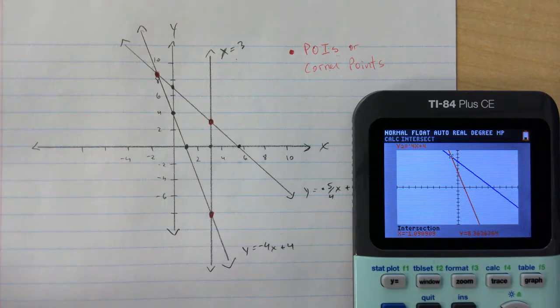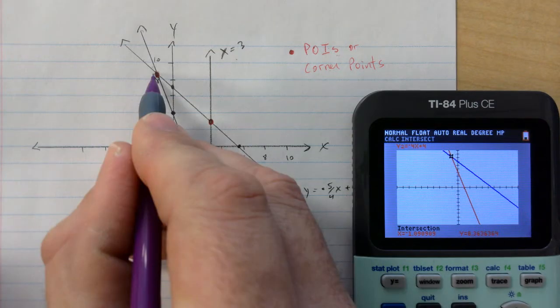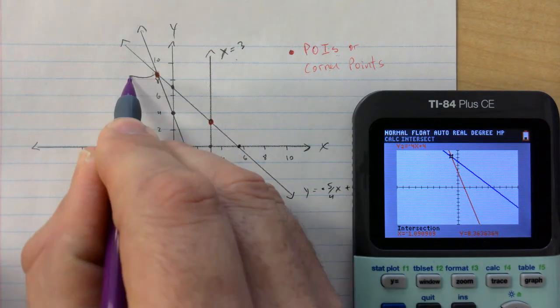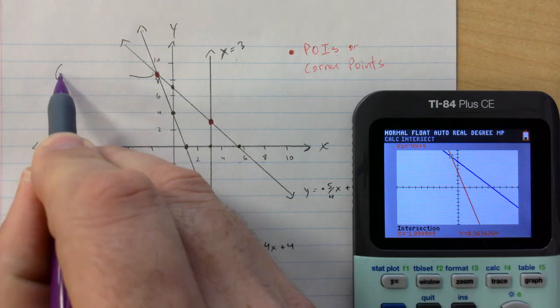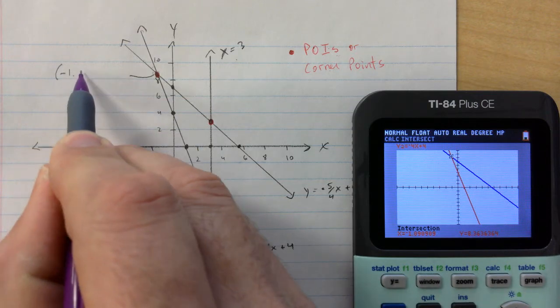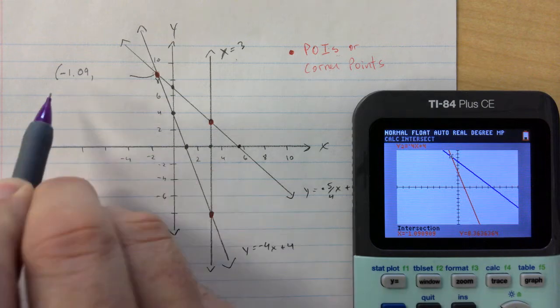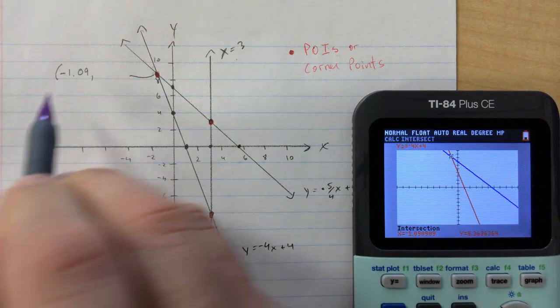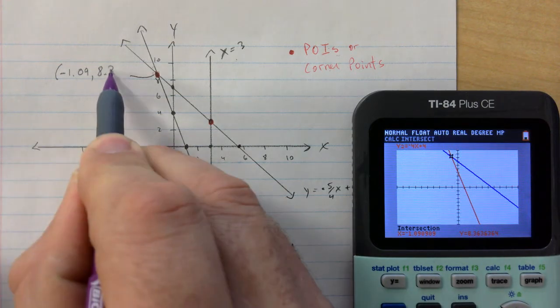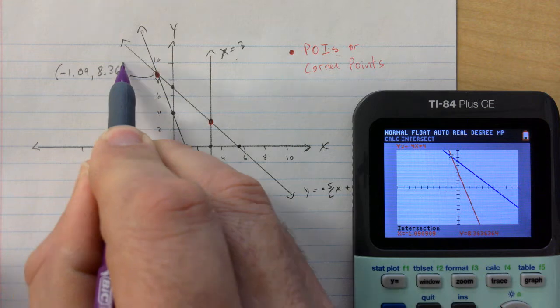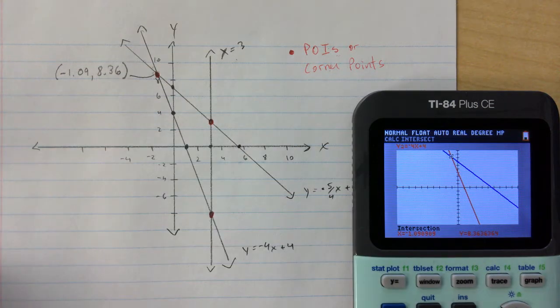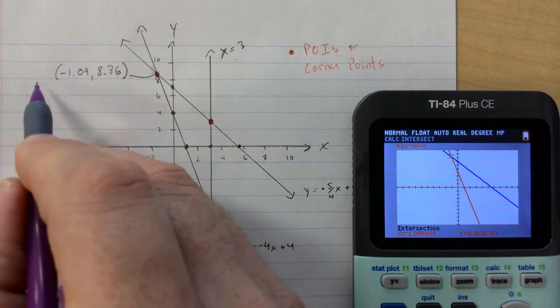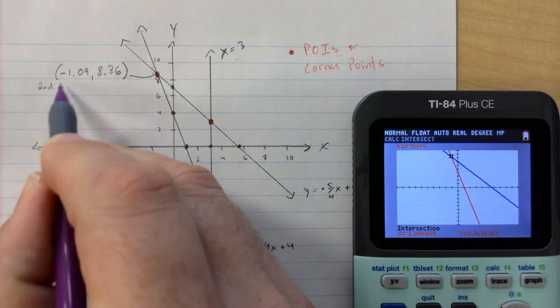Watch what I'm going to do here. I'm just going to go out of this and write down negative 1.09, and that is 8.36. And be careful with rounding. I still see too many rounding mistakes. Okay, and we went second trace 5 to get that one.